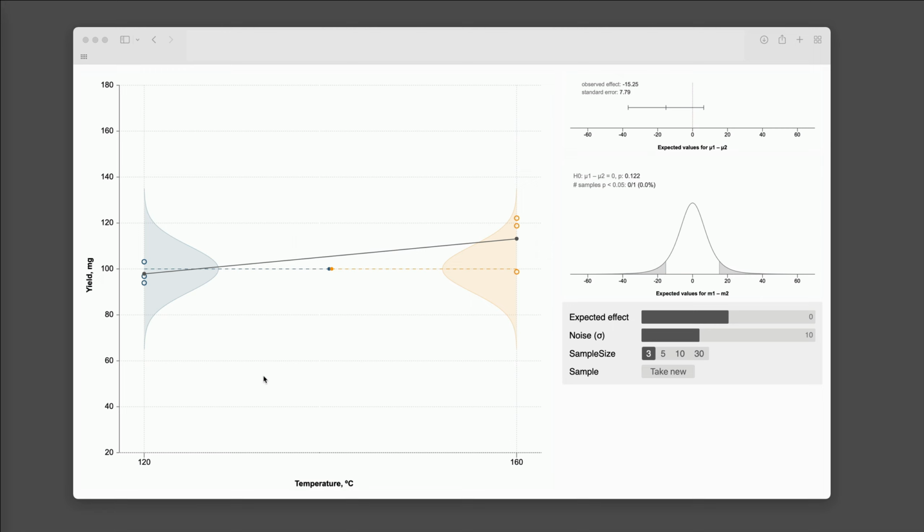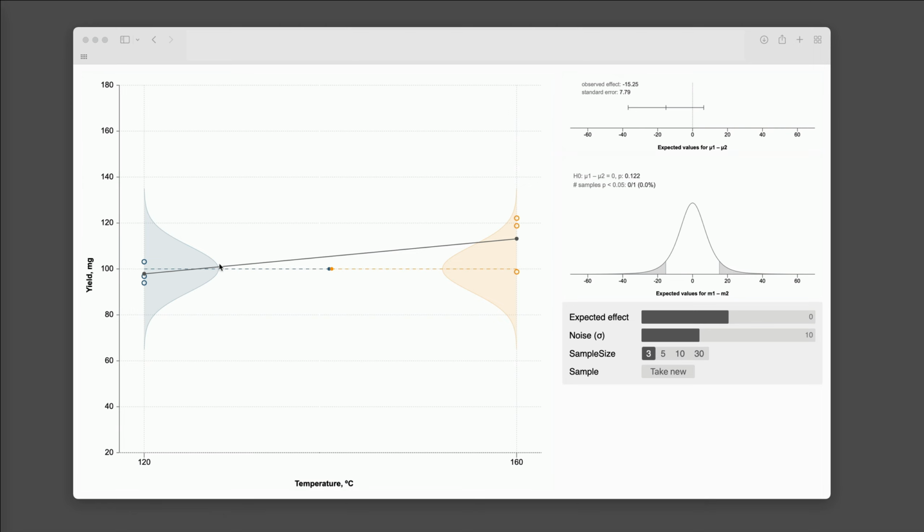So first of all, this big plot is our populations and samples. This is all the data that we have. You can see that, in fact, what we are dealing with is outcomes of a process which we run at two different temperatures, 120 degrees and then 160 degrees. And then what we measure as outcome is a yield. It's a yield of final product. For example, we are talking about a chemical process, and then it's a yield of final product in milligrams.